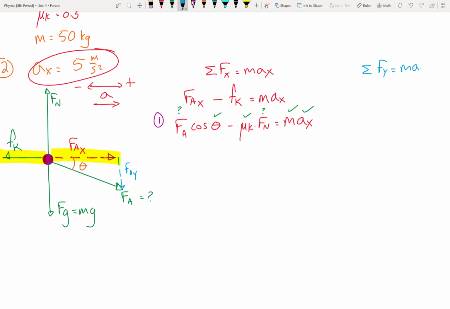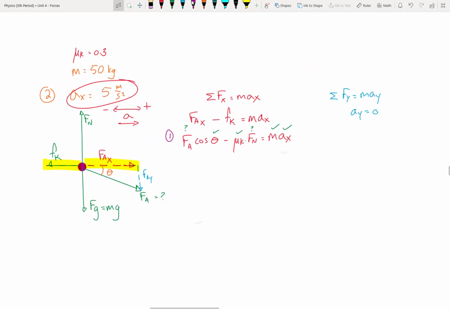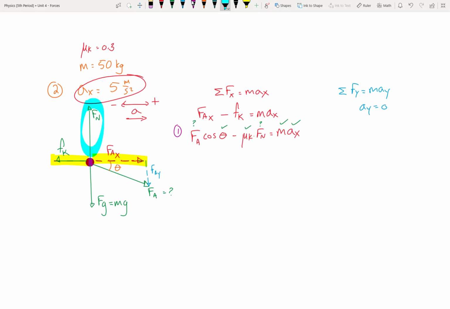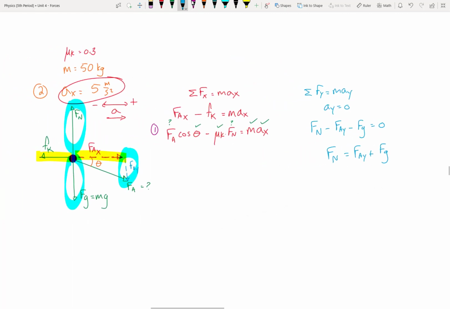We'll get another statement. Now in the y direction, the acceleration is 0. So it's not a helicopter, it's not taking off like an airplane. We've just got acceleration to the right at 5 meters per second squared. So we go back and we look at our free body diagram. Normal force is up, Fg's down, Fay is down, just like we had before. Normal force minus Fay minus Fg equals 0. So that means our normal force must be equal to Fay plus the gravitational force. All the forces pointing up equal all the forces pointing down.